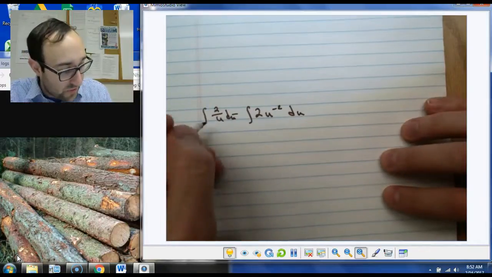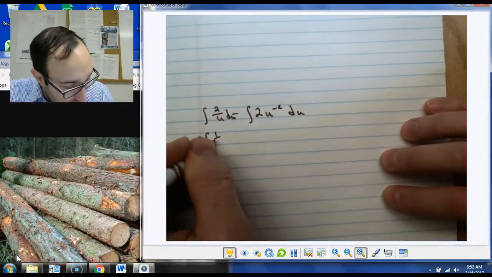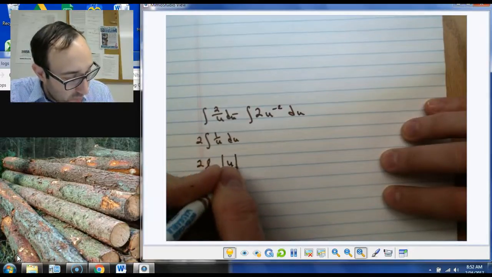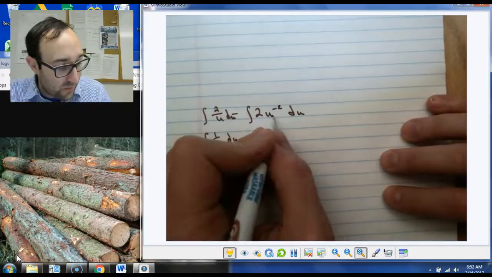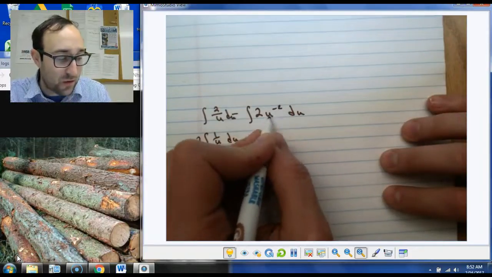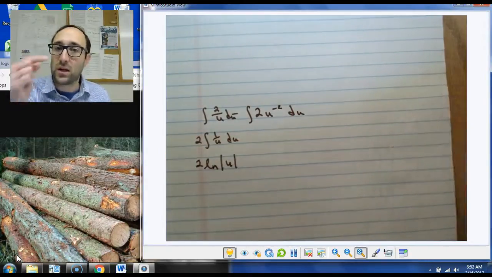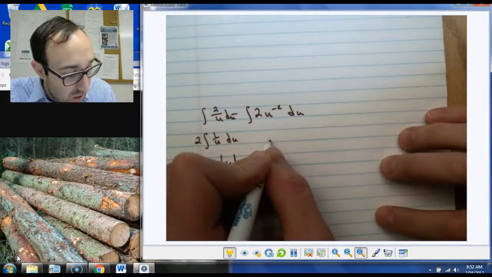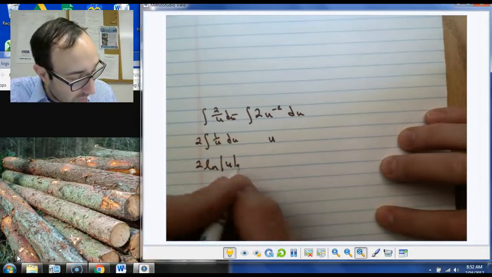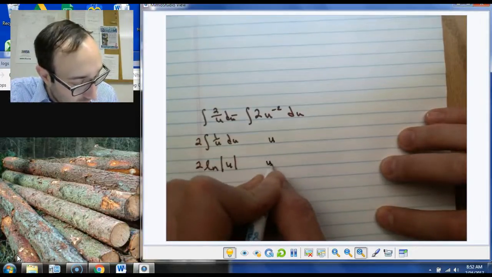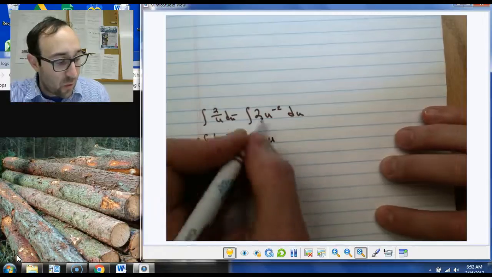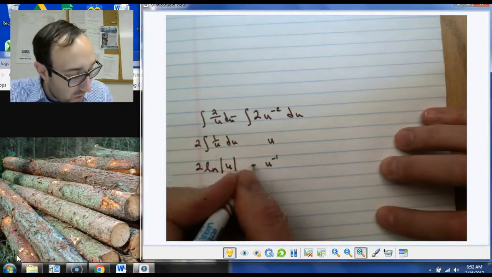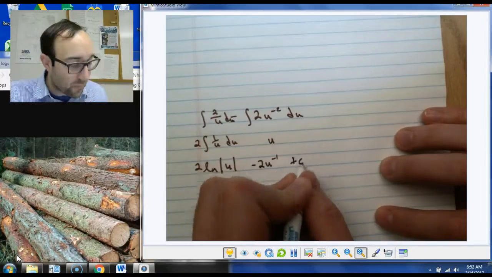2 over u is the same as 2 times the integral of 1 over u du, and I know that's going to be 2 natural log of u. For this one, it's u to the negative second, so I want to take it up a power. Negative 2 plus 1 is negative 1, so it's u to the negative first. And I have to ask what number times negative 1 gives me negative 2. So that's going to be a negative 2, plus c.